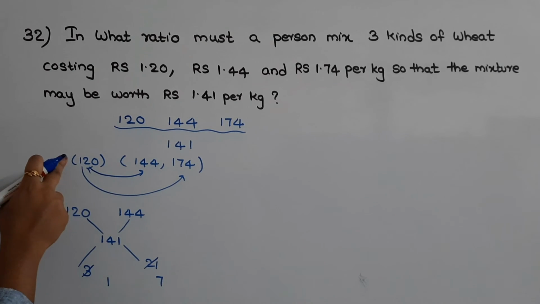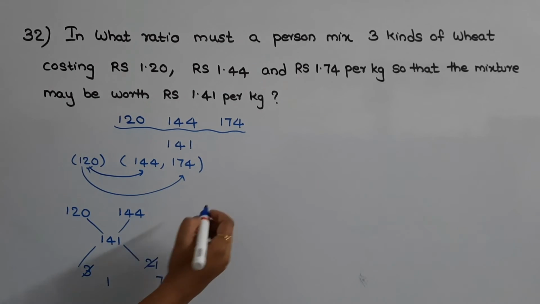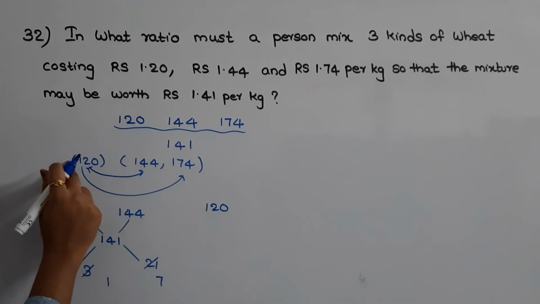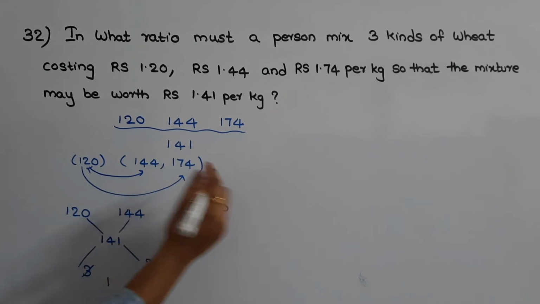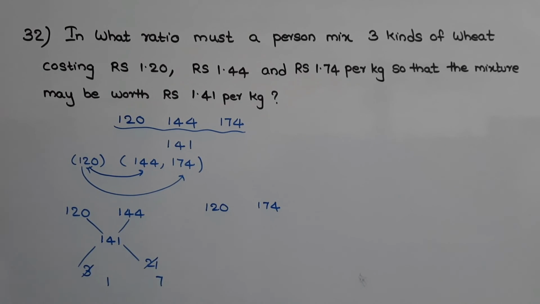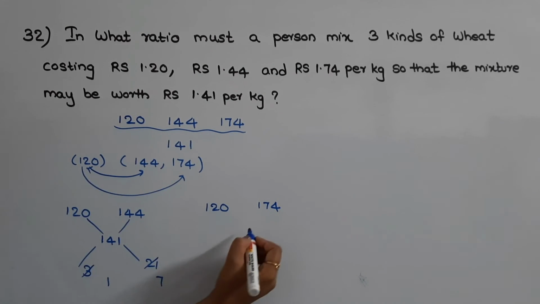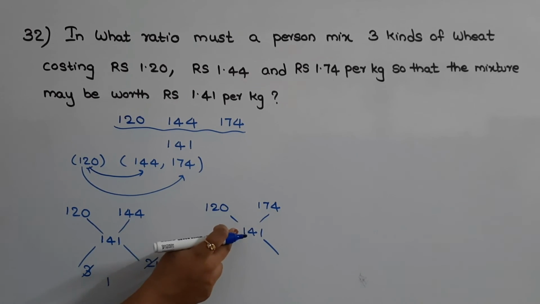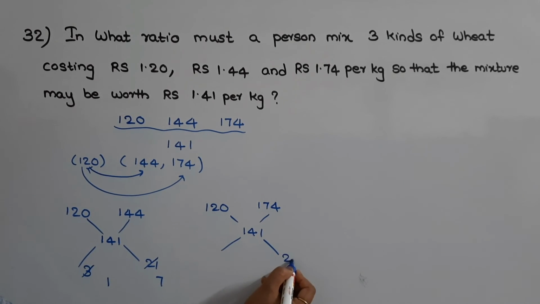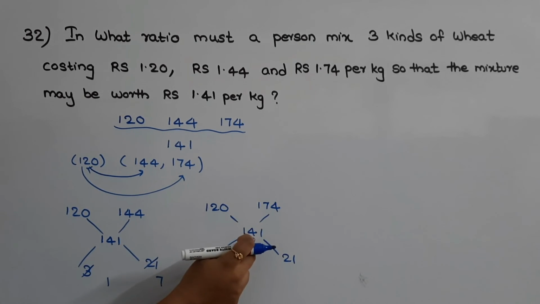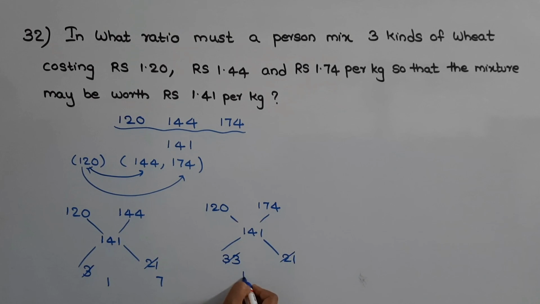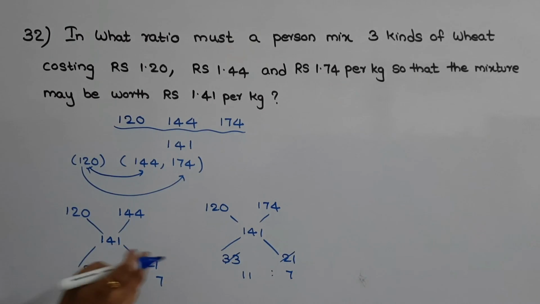Now let us do the alligation for 120 and 174. Let us take 120 as the cost of the first type of wheat, then 174 as the cost of the second type of wheat. In the middle we need to write down the cost of the mixture, that is 141. Now let us take the differences diagonally. 141 minus 120 is 21, that we need to write down here. Then 174 minus 141 is 33. On simplifying, we will get the ratio as 11:7.